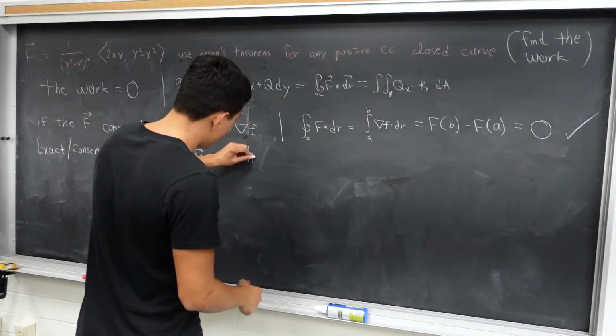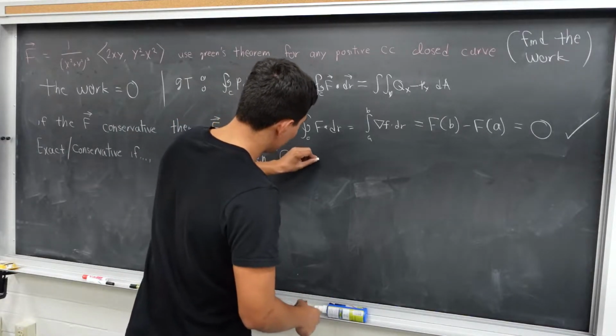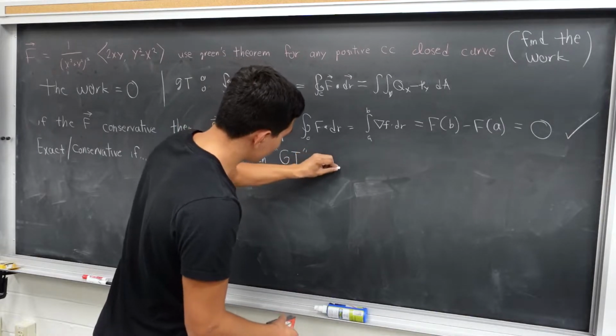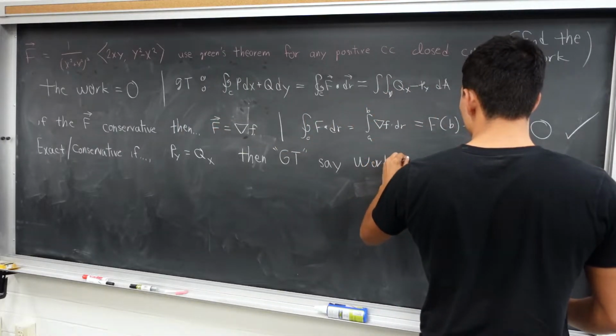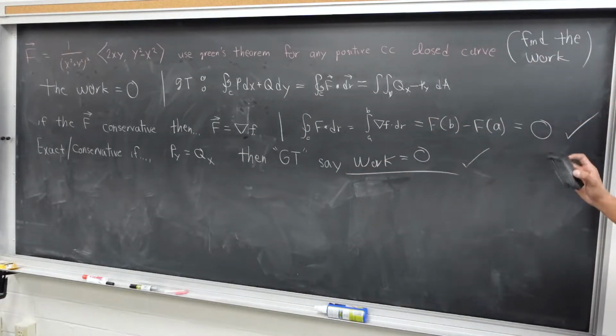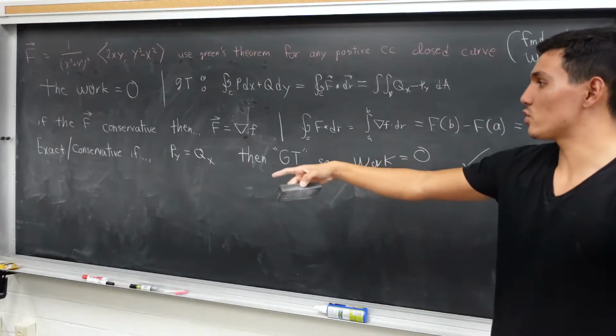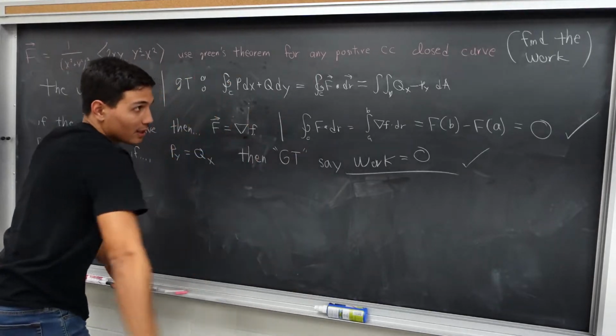Then I'm going to say Green's theorem says work is equal to 0. Okay, so that's true. Now, like I said, all we got to do is actually just take these derivatives with respect to those certain variables, and everything is true.